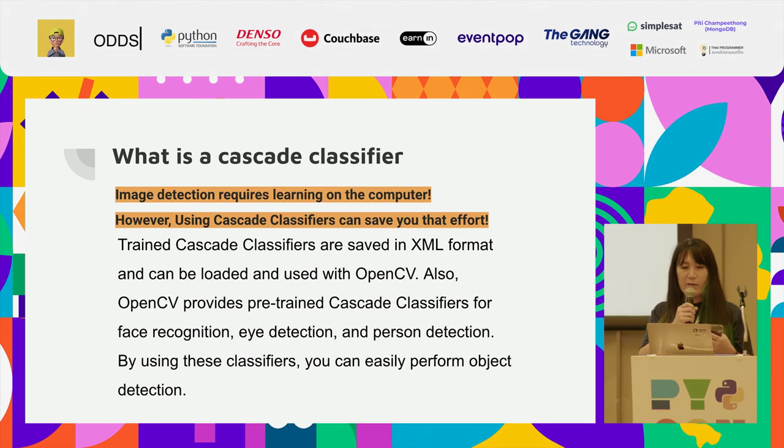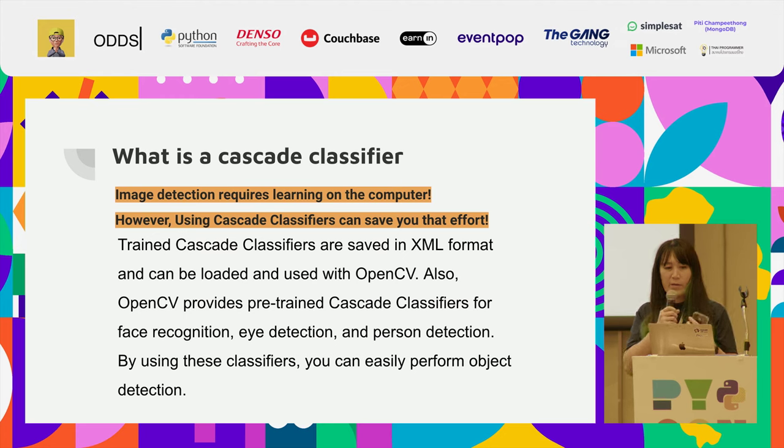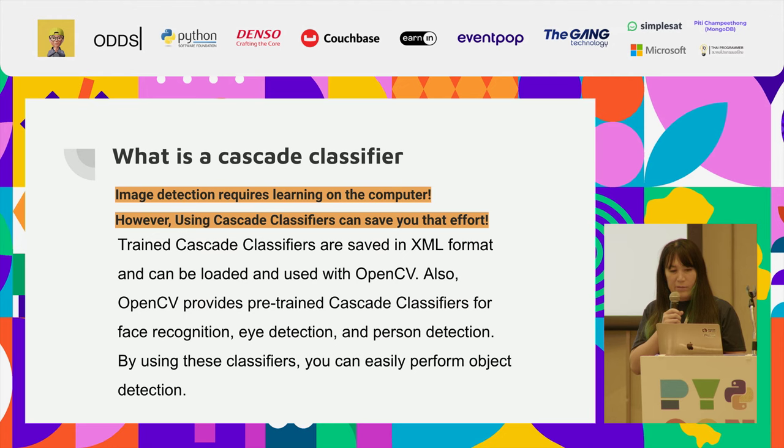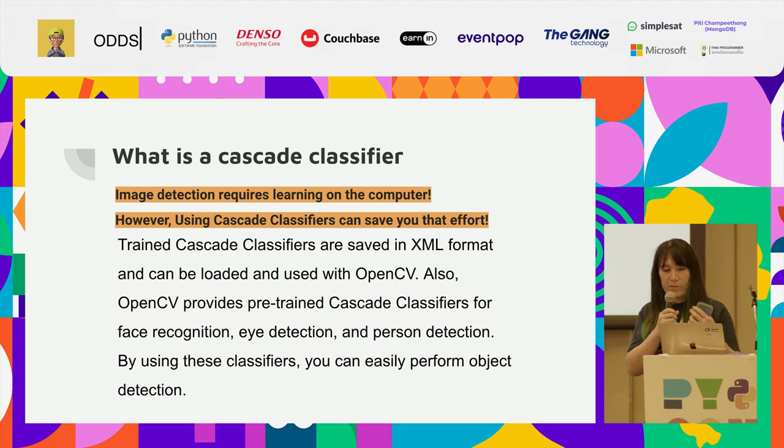Next, what is a Cascade classifier? Image detection requires learning on the computer. However, using a Cascade classifier can save you that effort. Trained Cascade classifiers are saved in XML format and can be loaded and used with OpenCV. OpenCV provides trained Cascade classifiers for face recognition, eye detection, and person detection. By using these classifiers, you can easily perform object detection.